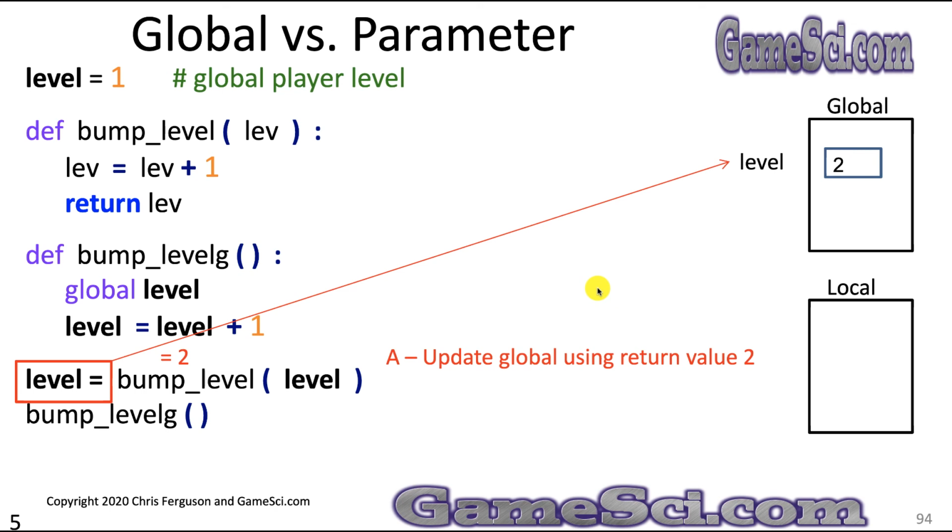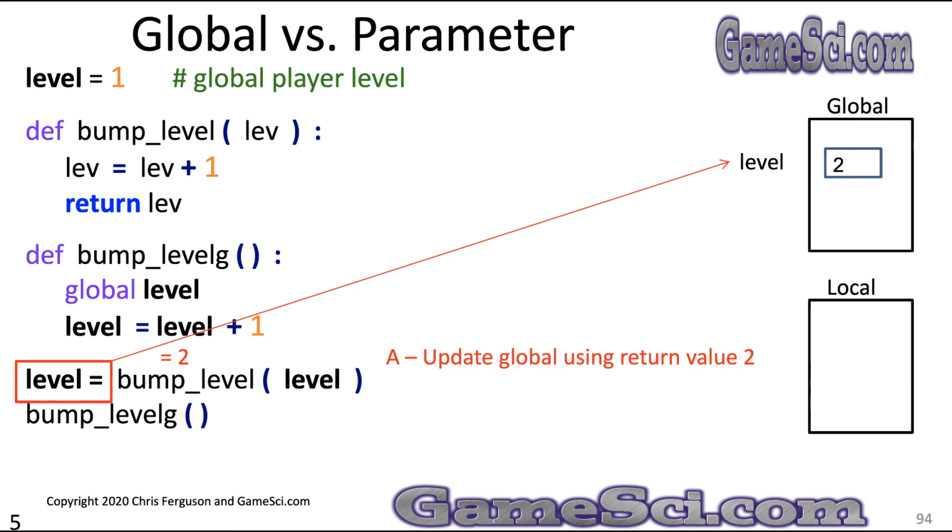This was option A. Use parameters and return values as input and output. It ended up being the global variable that was passed as input, and it ended up being the global variable that got updated with the return value. But during the execution of this function, we never touched the global variable. We used the parameter and return value for input and output. We don't always have to do it that way. There is a different option.